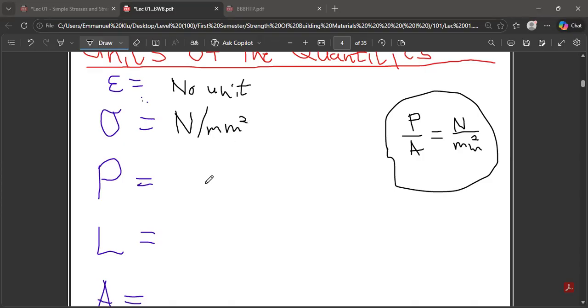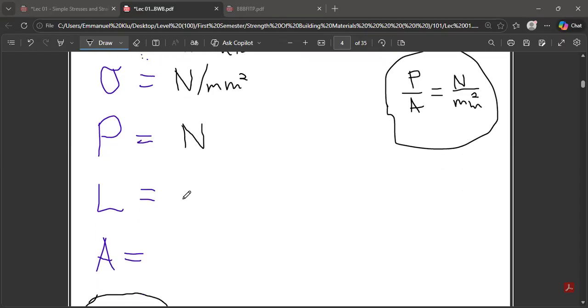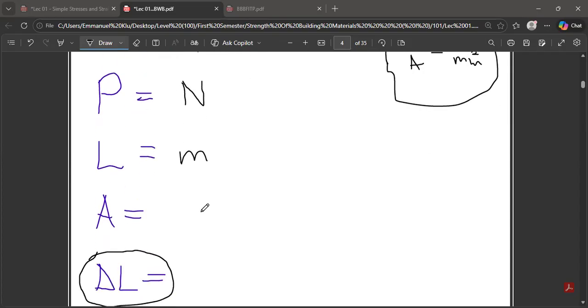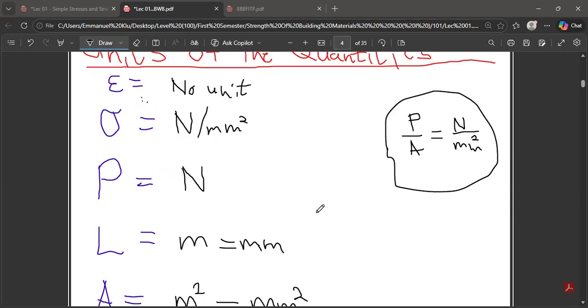I already told you about P. The unit of P is Newton. The unit of L is meters. The unit of area is meter squared. But because of our calculations, in most cases we are going to be expressing it in millimeters. You see that the length can be expressed in meters or millimeters, and the area too, in most cases we're going to be expressing it in millimeter squared. See what we are talking about here.